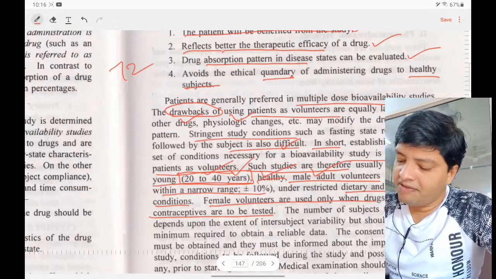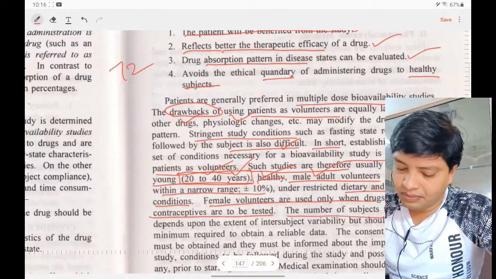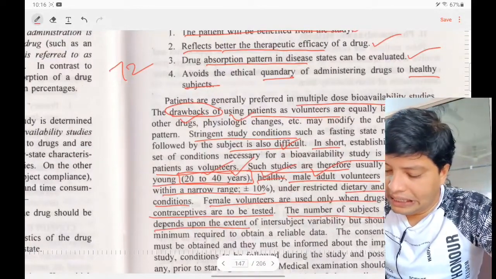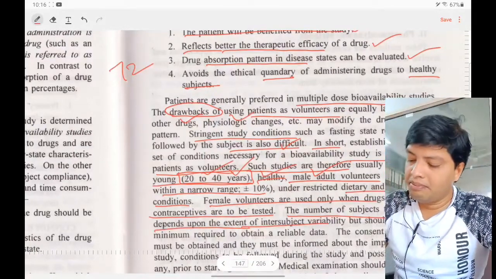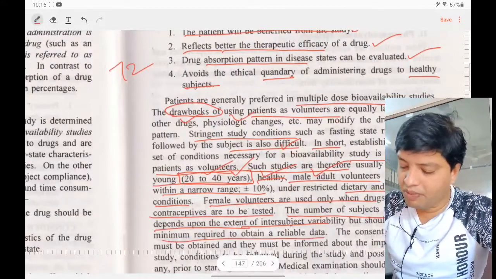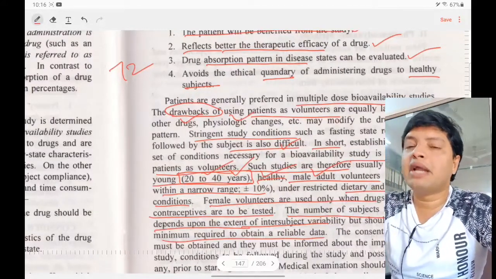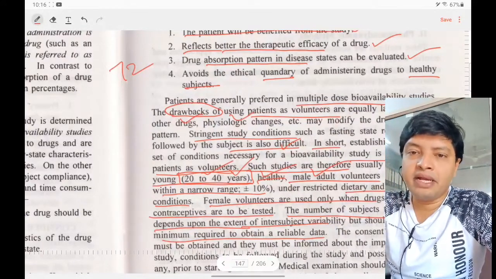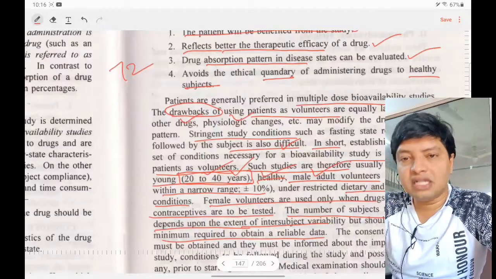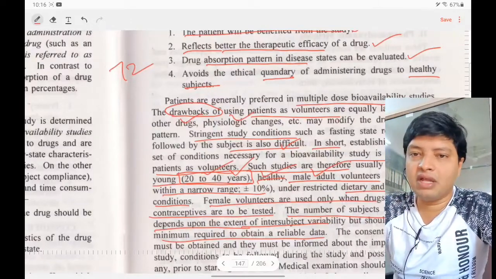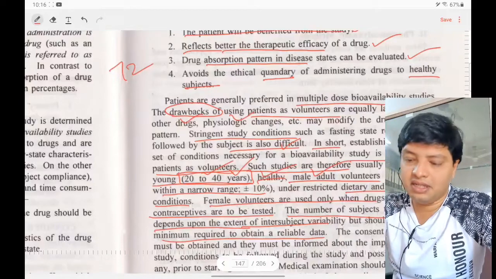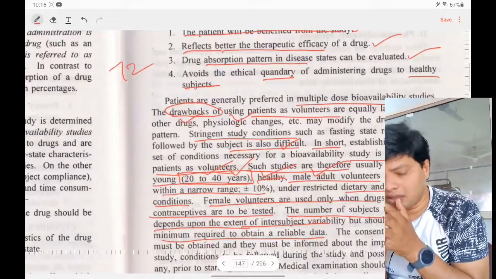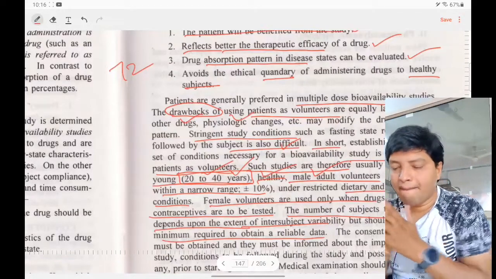Then the number of subjects to be selected depends upon the extent of inter-subject variability, but should be kept to the minimum required to obtain reliable data. So how many subjects can I take? It is dependent on the variability. If there is less variability, fewer subjects are required. If there is more variability, more subjects are required. So overall, you try to keep the minimum number of subjects possible.